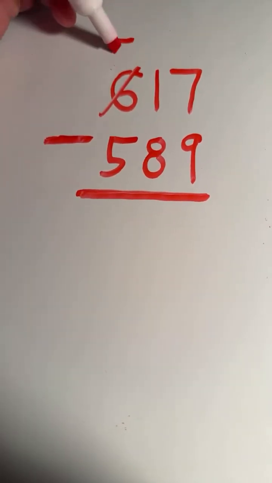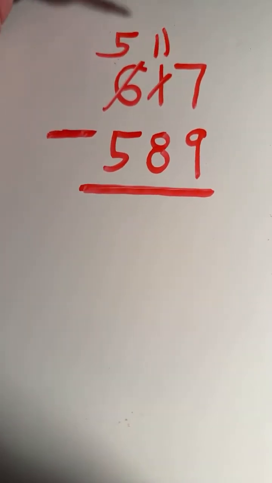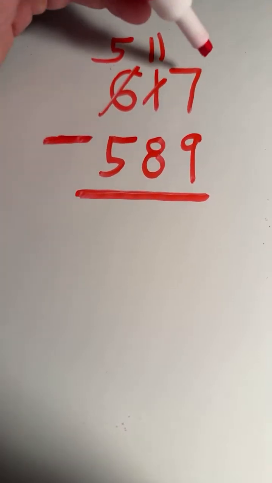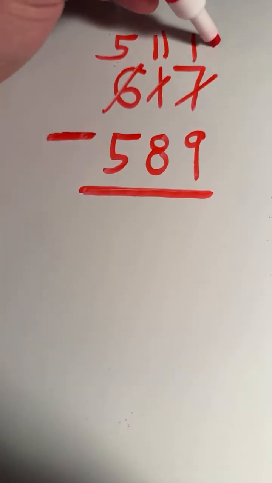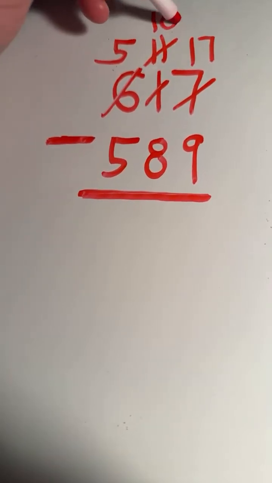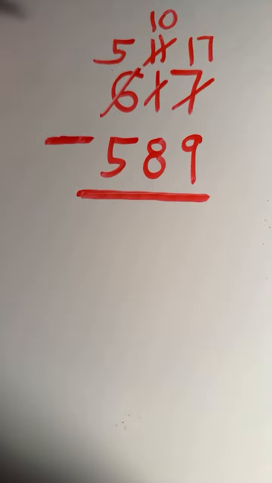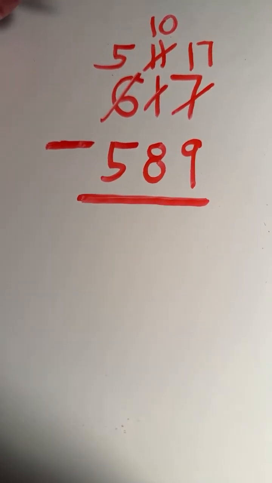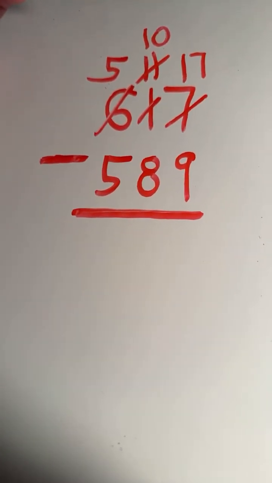So the 6 becomes a 5, the 1 becomes an 11, the 7 becomes a 17, and then we have to take away 1 from the tens place. So that 11 becomes a 10. And now we are ready to subtract.